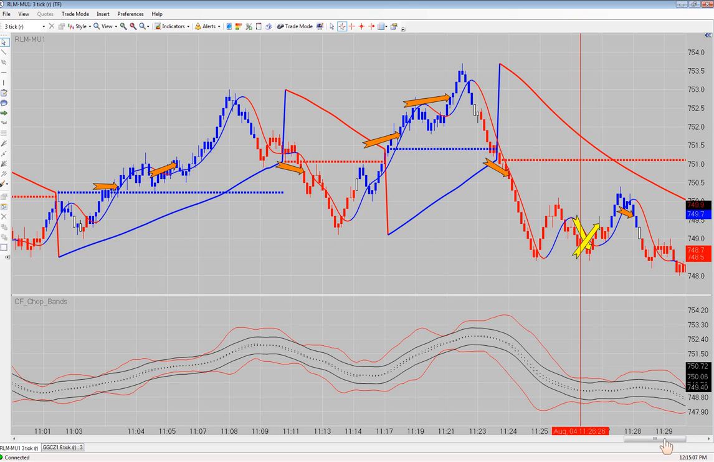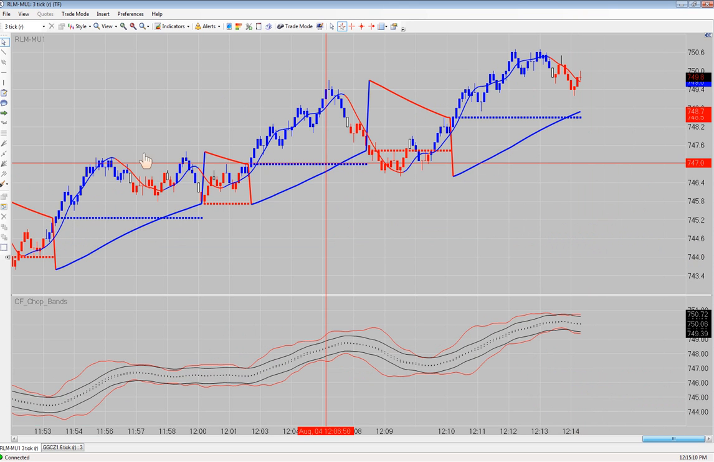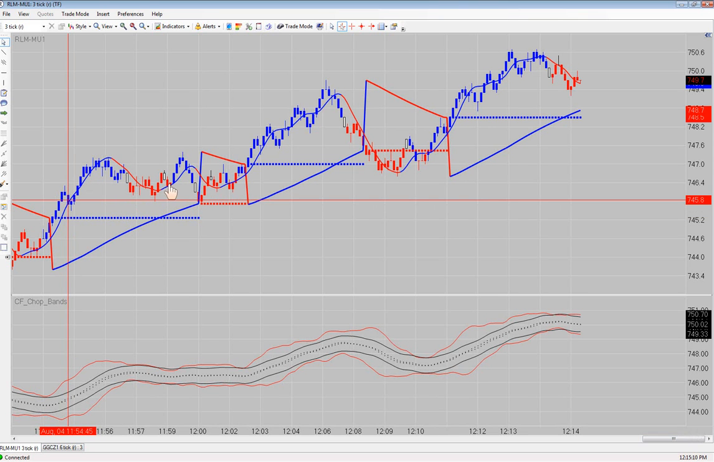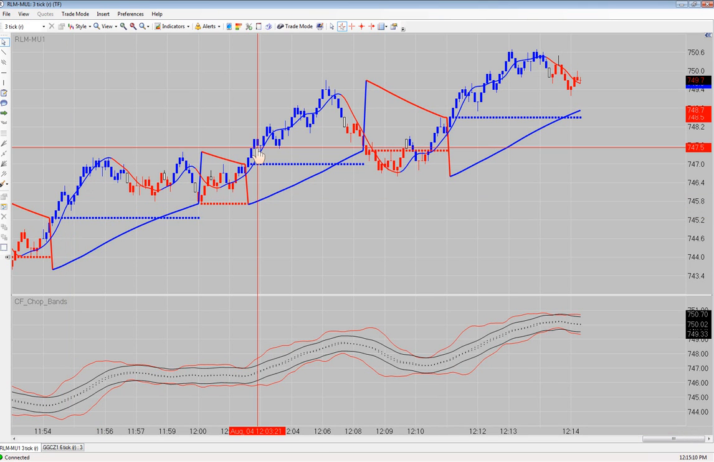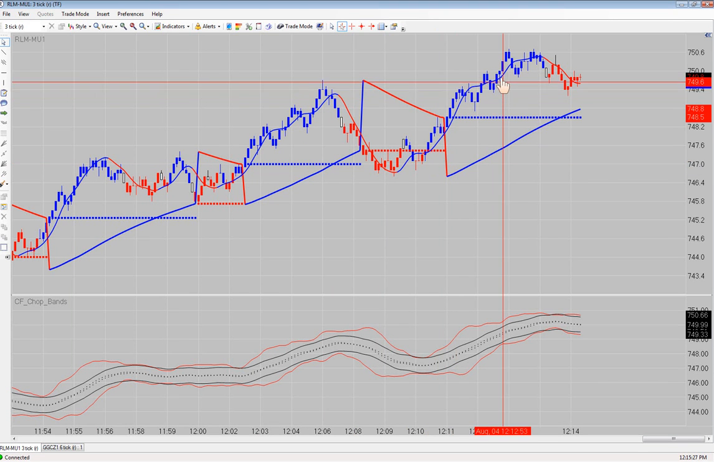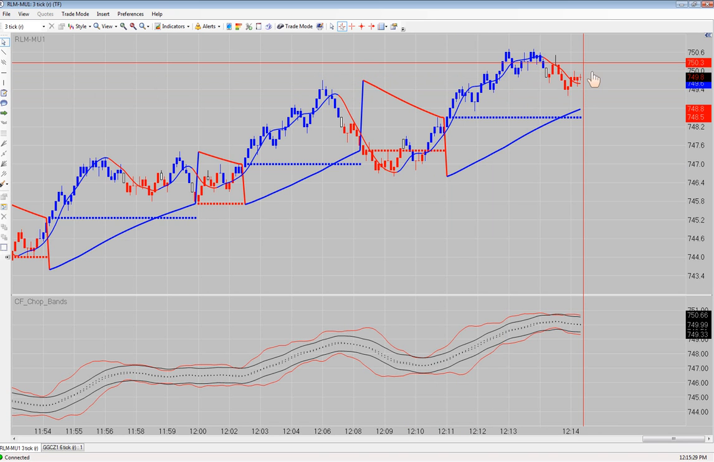Let's see. Since I stopped at 11:30, there was a trade here, a trade here, a trade here. Hang on, I'm waiting for my cursor to catch up. There's a trade. There's a trade there. There's one over here that lost. There's a trade here and a trade right here that both won. And there's one setting up right now.